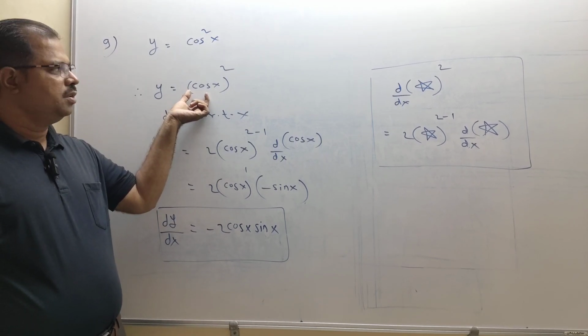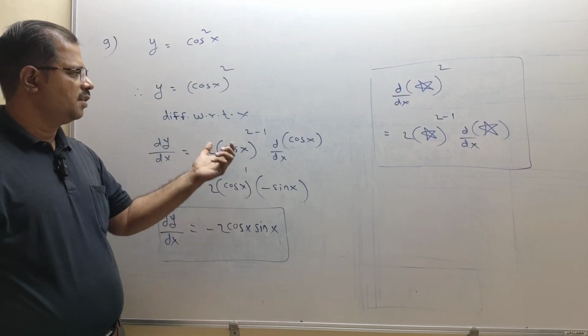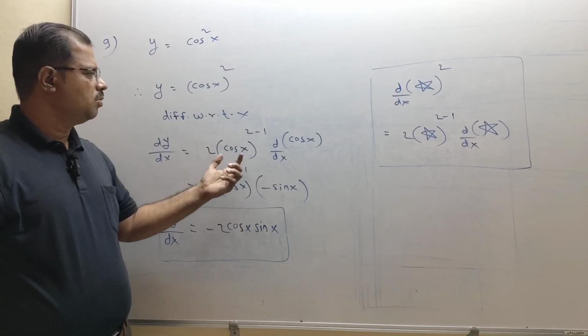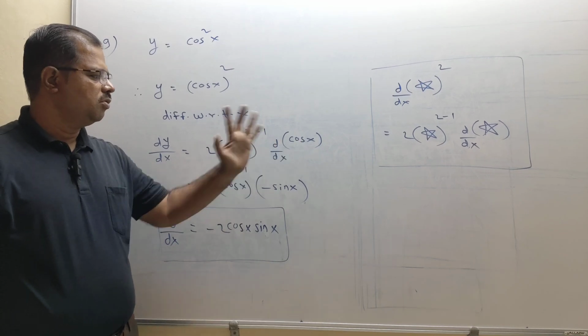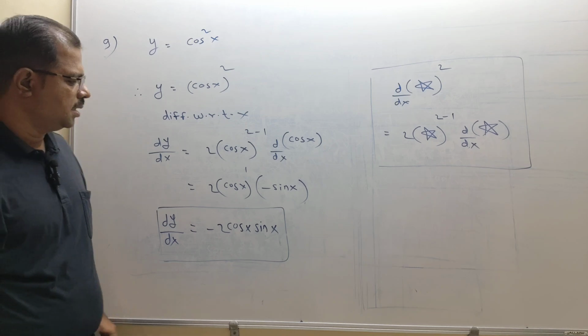Cos is the inner function, 2 is the outer function. Derivative of fx raised to 2 is 2 into fx raised to 2 minus 1, 2 into cos x raised to 2 minus 1 into derivative of cos x, write in numerator. Therefore, the answer is minus 2 cos x into sin x.